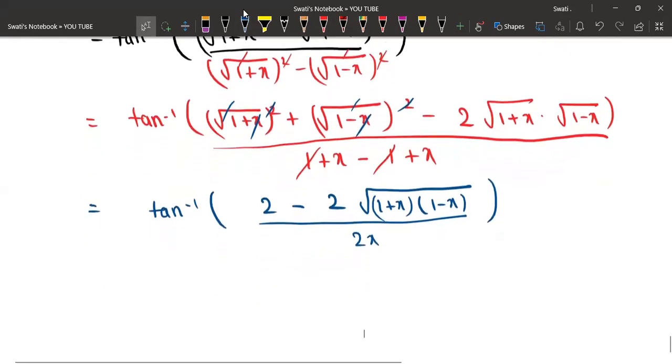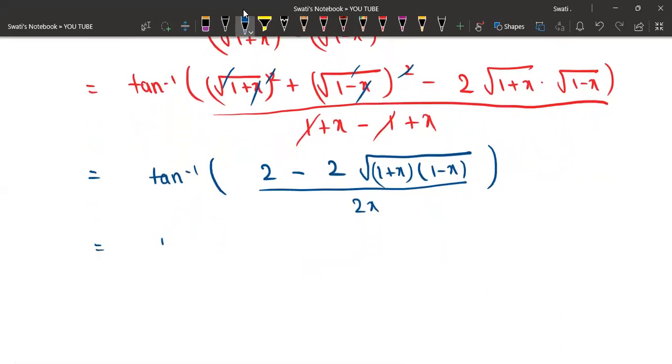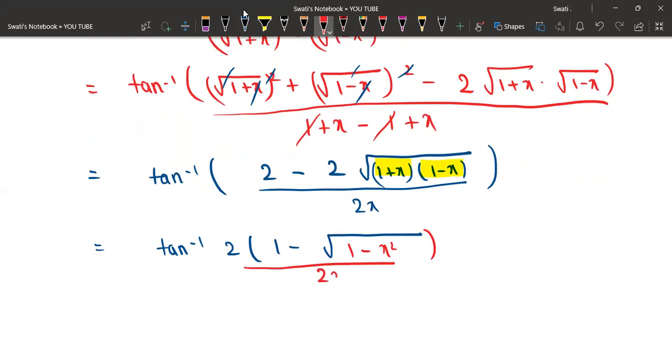So now what we can do here, I'll take 2, of course, common from the numerator. So if I take that 2 common, it will become tan inverse 2 times 1 minus root over. Can you see that this is in the form of a plus b into a minus b? So this has a formula a square minus b square. So 1 square, that is 1, minus b square, that is x square. And upon 2x as it is. Now clearly this 2 and 2 will get cancelled. So what are we getting? We are getting tan inverse 1 minus root over 1 minus x square upon x.